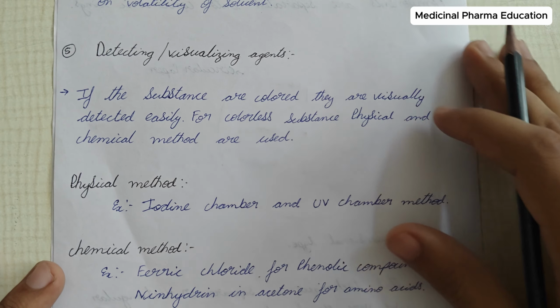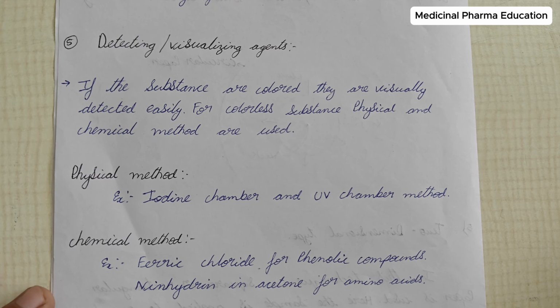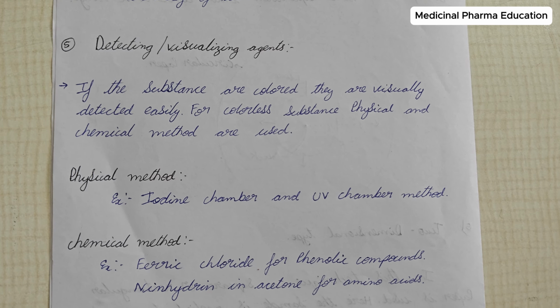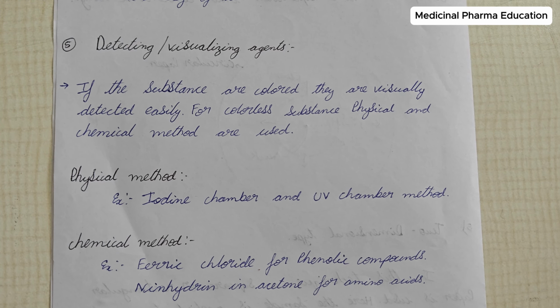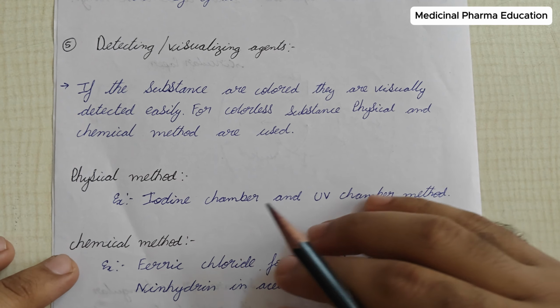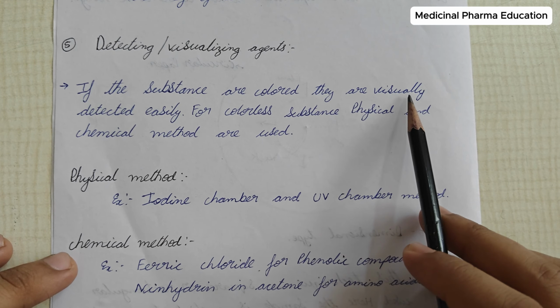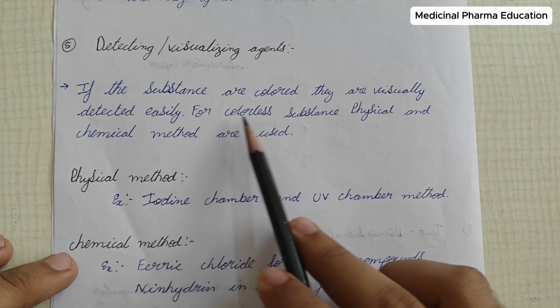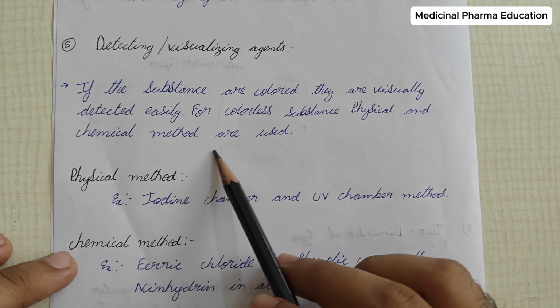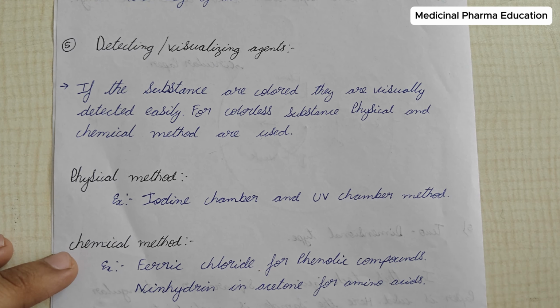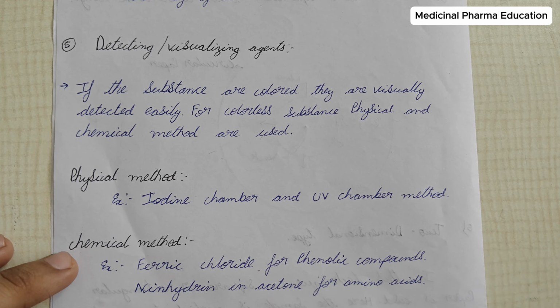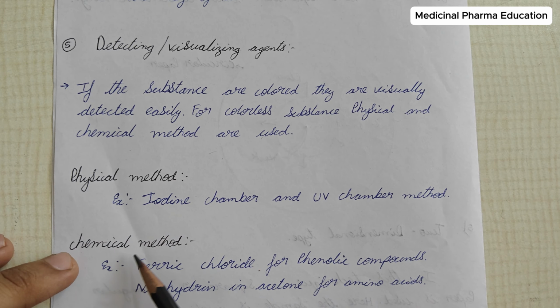Next, detection and visualization. This is the major step, okay. Many of them freak out in this step, okay. If the substances are colored, they are visually detected easily. For colorless substances, physical and chemical methods are used. If they are colored compounds, the color is observed directly. If they are colorless, we will generate the color by using physical and chemical methods.